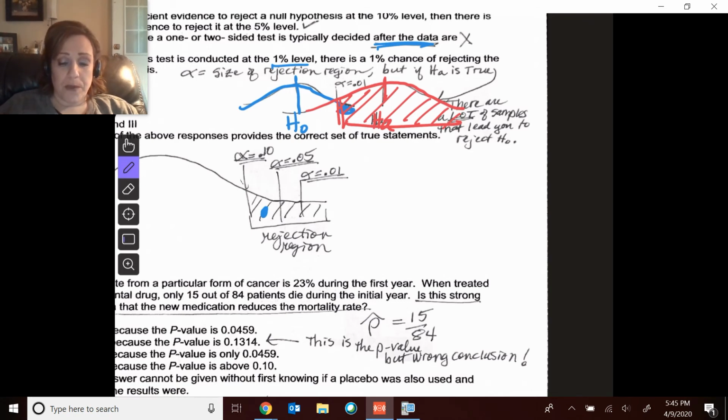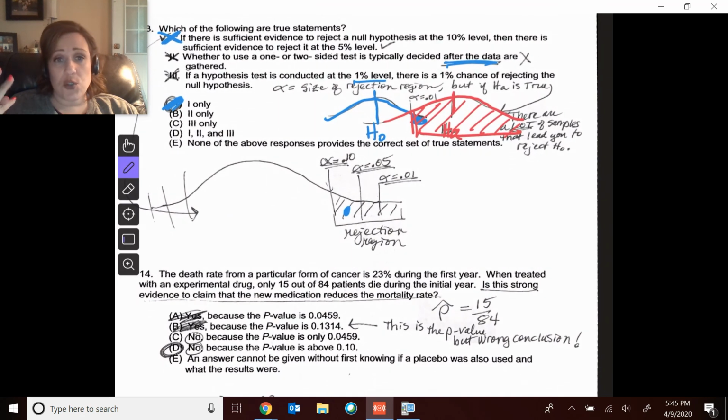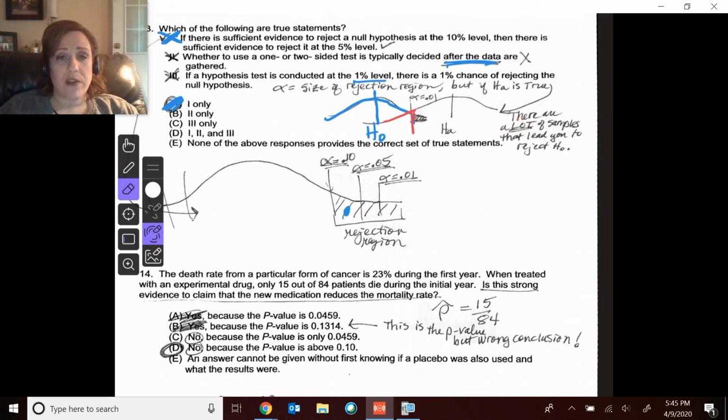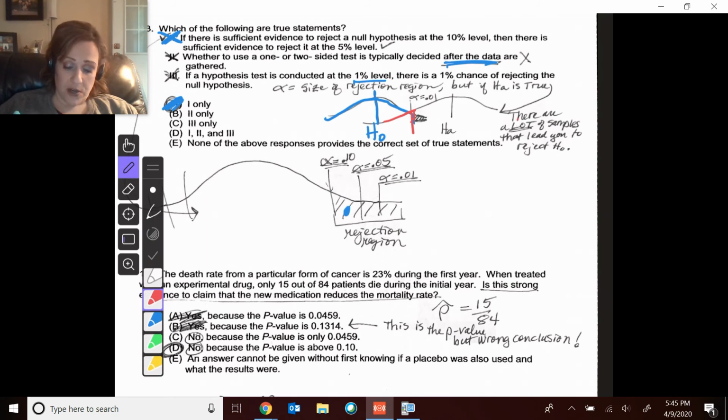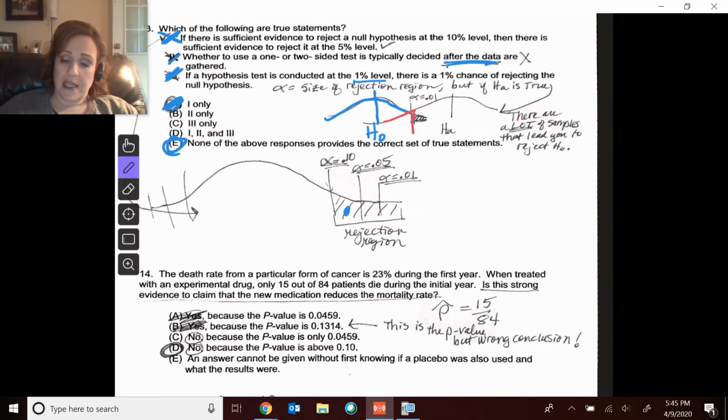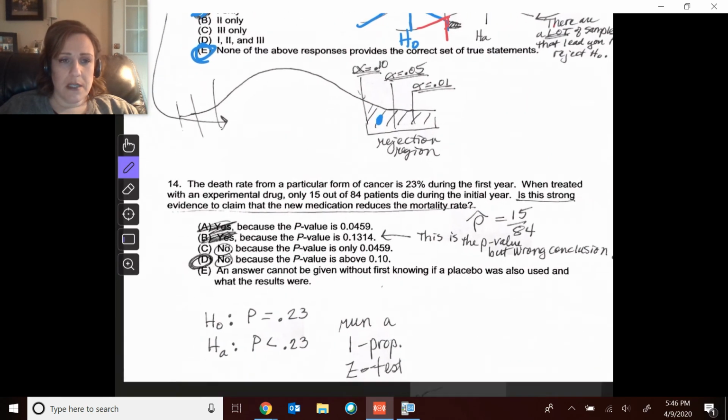Okay. 3 is true only if the HO is true. You don't have HA at all. So, in fact, apparently all 3 of those are wrong. So none of these gives the correct set of true statements. Okay, none of the above. All right, so there's that.